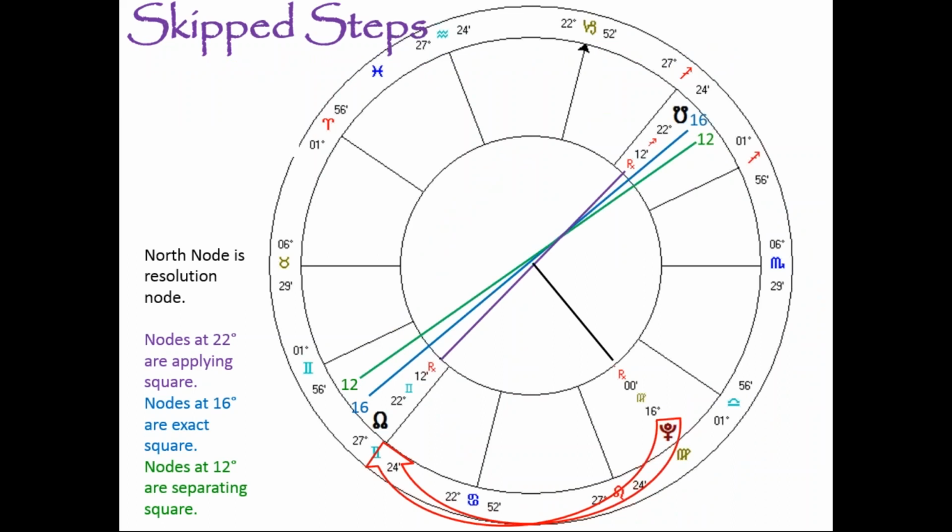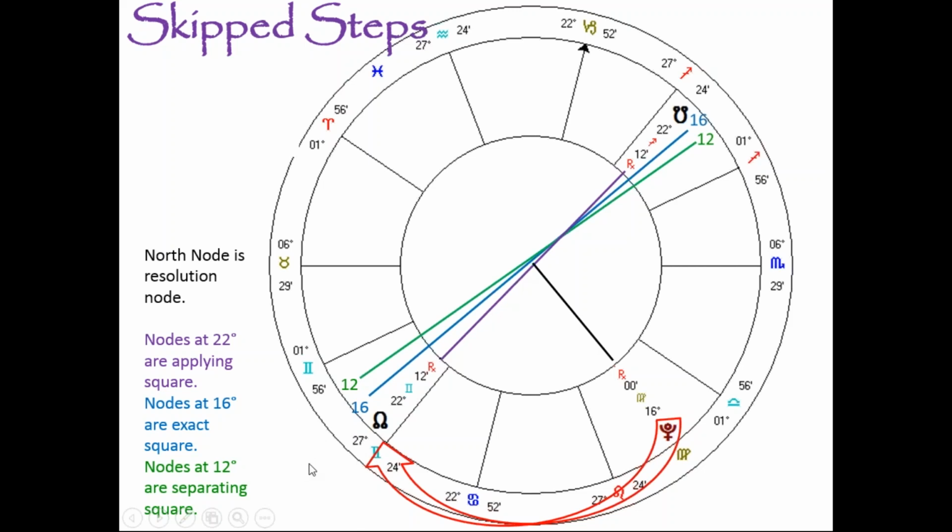Skip steps. Here is the math in looking at the skip steps. We're looking at Pluto square the nodes here. And so you start with Pluto and you reverse through the zodiac and houses. And here, when we get to the nodes, Pluto's at 16 degrees Virgo, nodes are at 22. The north node is the resolution node. And if you look at this purple line here, the nodes are applying squares. If the nodes were at 16 degrees Gemini Sag, exact from Pluto, they'd be an exact square. And if we had to go all the way to 12 degrees, the nodes would be separating squares.